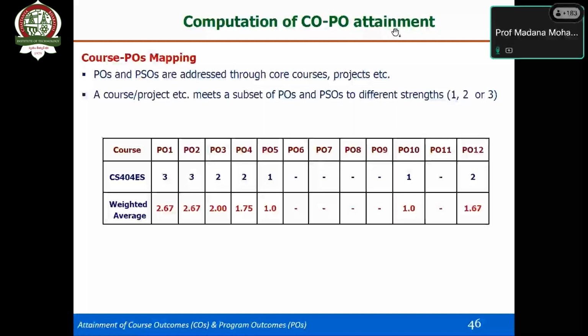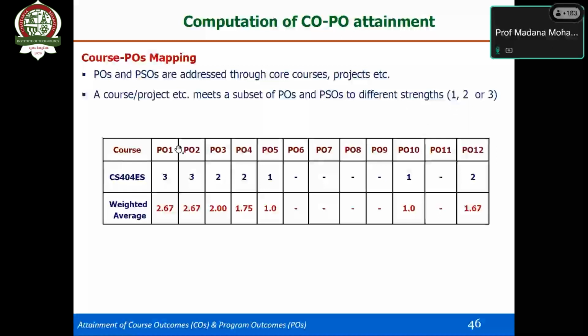Computation of CO PO attainment, course wise. Here you can see course wise POs mapping. POs and PSOs are addressed through core courses, projects, etc. A course or project, etc., meets a subset of POs, even PSOs also, to different strengths with the combination of 1, 2, 3.